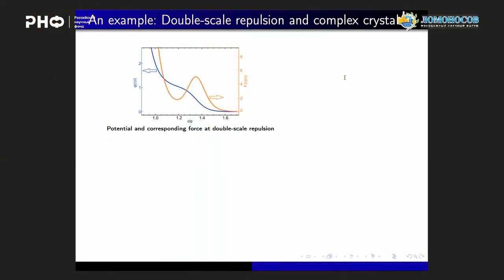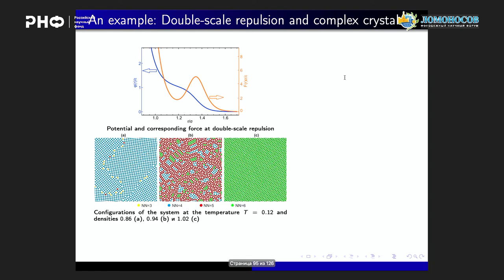Just an example of the structures which could be obtained with the double-scale repulsion. So here is shown an example of double-scale repulsion, the so-called core-shell interaction. This interaction is inherent for colloidal particles with a polymer shell, or it could also be arranged with electric fields, with the conically rotating electric fields. And as a result, due to the two scales of repulsion, some very unusual structures could be stabilized.